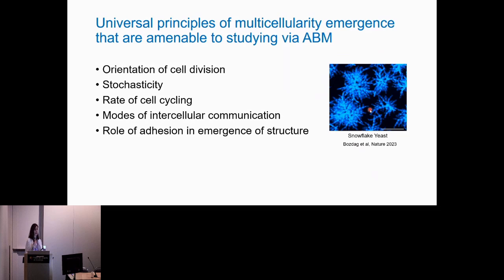And some of this is the orientation of cell division and the role that plays, the role of stochasticity, which I've already brought up, the rate of cell cycling, these modes of intercellular communication, and the role of adhesion in the emergence of structure. So I'm going to talk about some of these today.